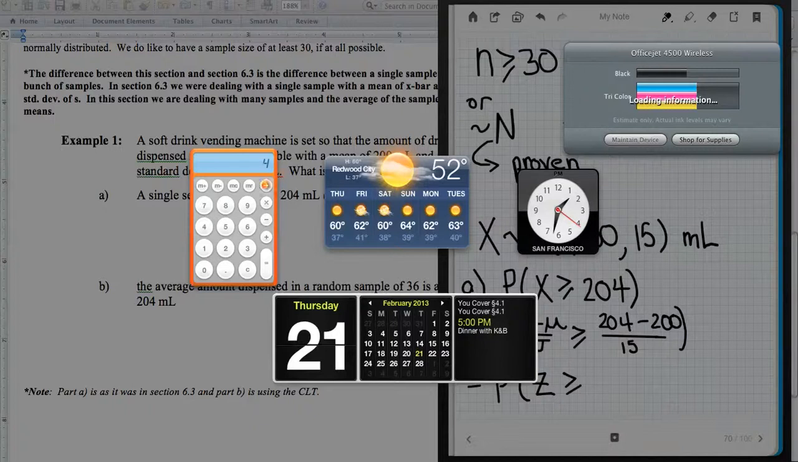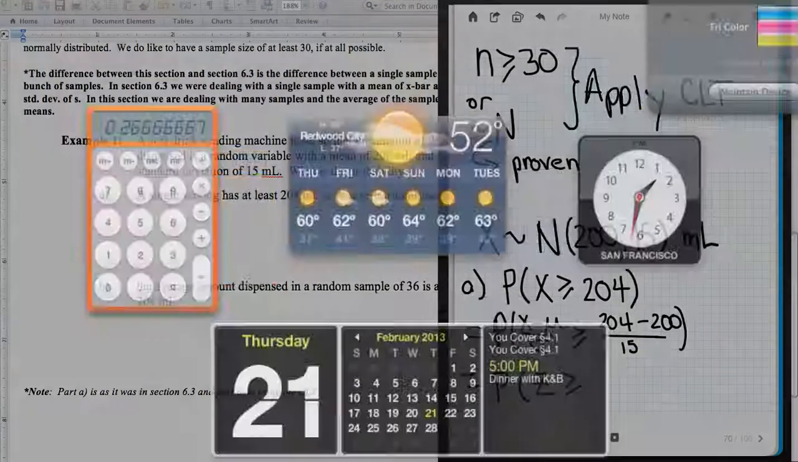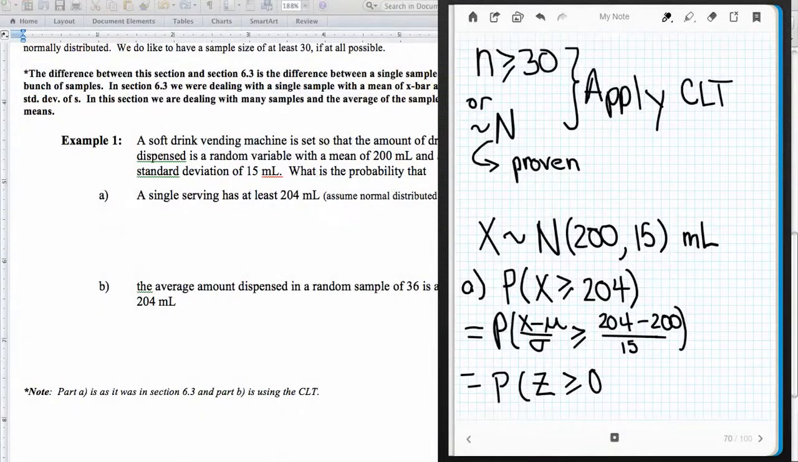So 4 divided by 15. And that, oops, I don't know if that was right. 4 divided by 15. Yeah, 0.26666. So this gives us 0.27.